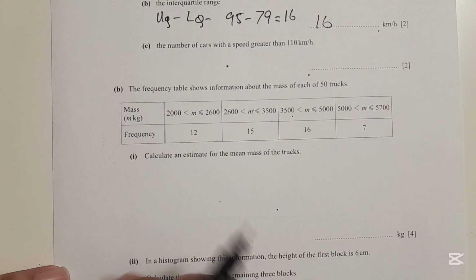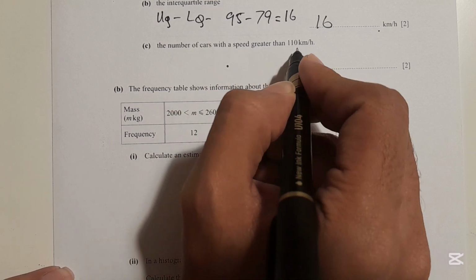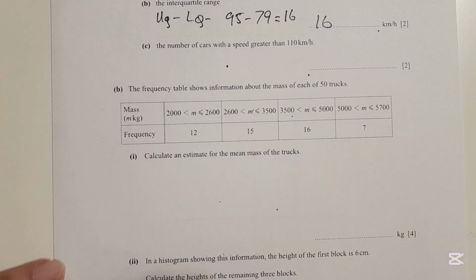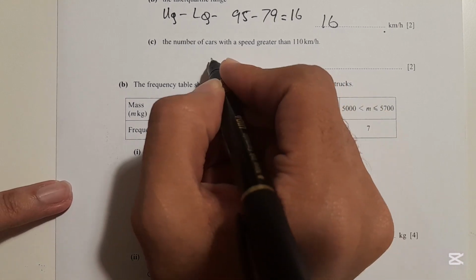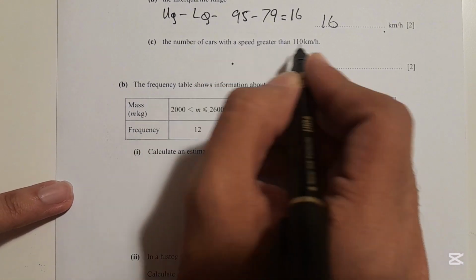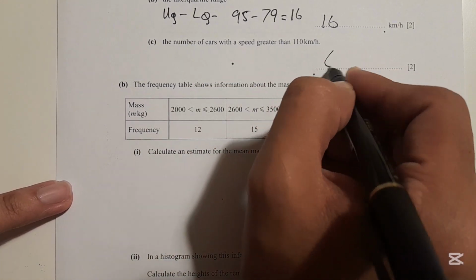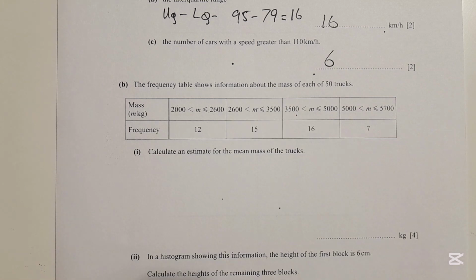Part 3 states the number of cars with a speed greater than 110 kilometers per hour. So at 110 it's exactly 194. So 194 means 6 cars are above 110, only 6 cars. So this will be the correct answer for part 3.